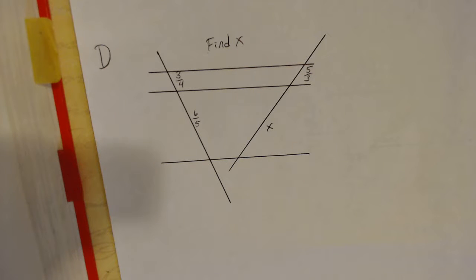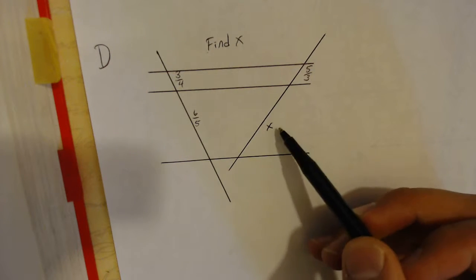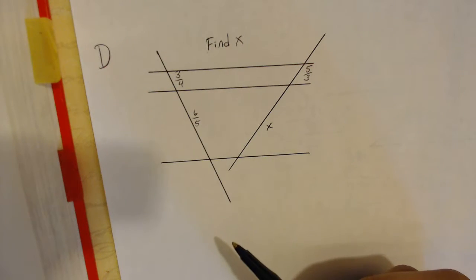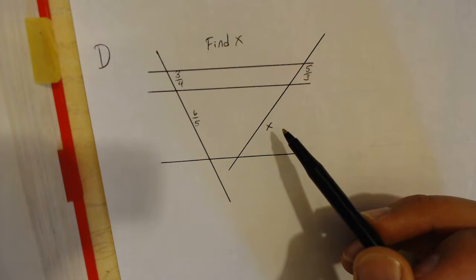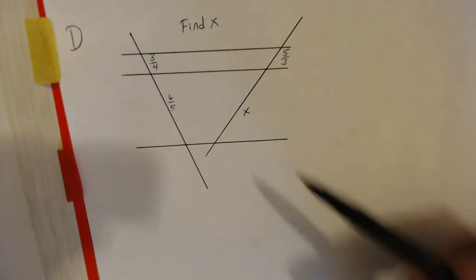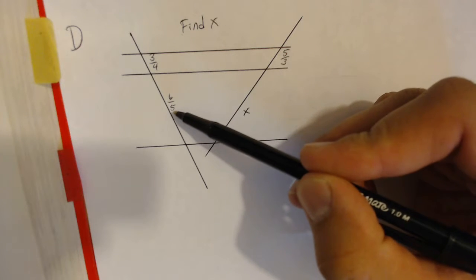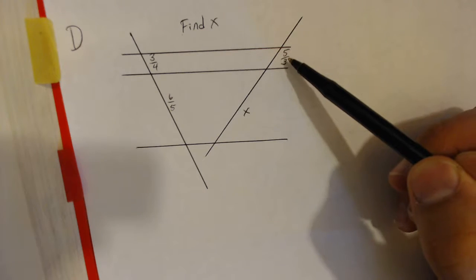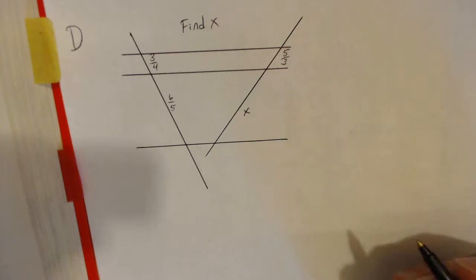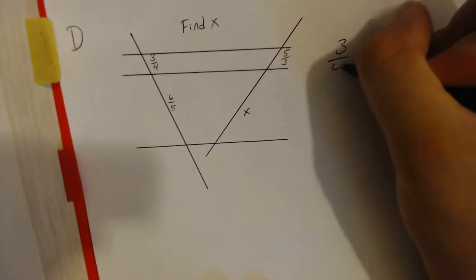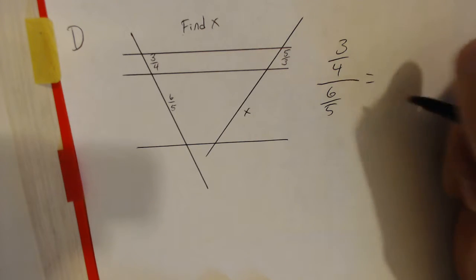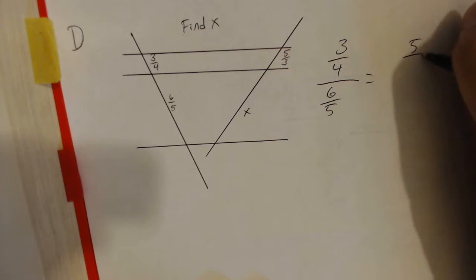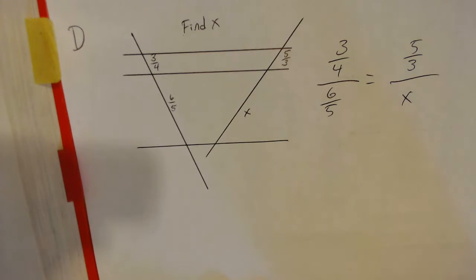Okay, very last problem. Finding unknown from a transversal cut by multiple parallel lines. These segments are proportional to each other, so we can set this up as a proportional equation. All we're going to do is say that this segment, as related to this segment, is going to be equal to the proportion of this segment to this segment. We set that up as an equation like this. 3 over 4 over 6 over 5 is equal to the proportion of 5 over 3 to x.